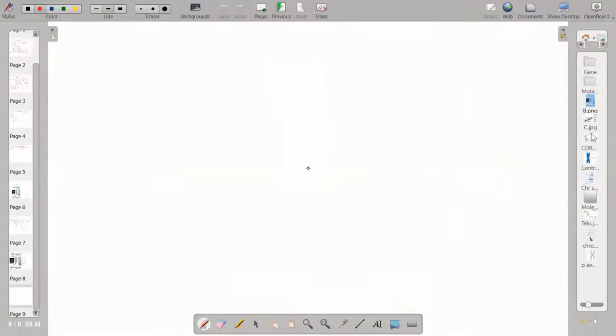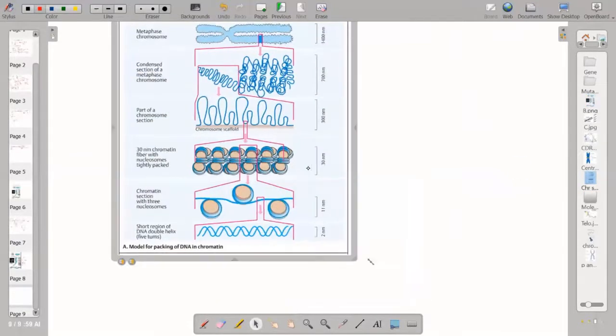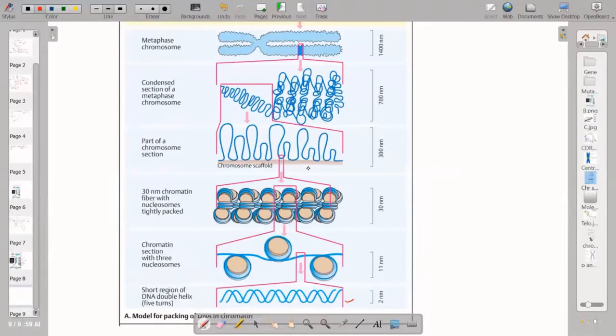Now it becomes easier. The 30 nanometer fiber will then arrange randomly. So you have your DNA wrapped around histone proteins. You have 3 nucleosomes in this picture. The nucleosomes are arranged in a rod-like fashion, one next to another in a circular fashion, to form a rod-like structure. And this rod-like structure has a diameter of 30 nanometers. That's the reason why it is called a 30 nanometer fiber.